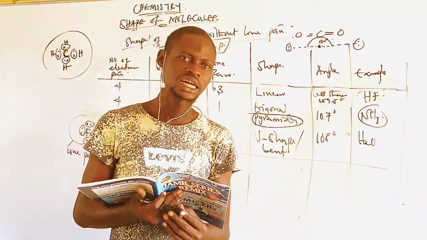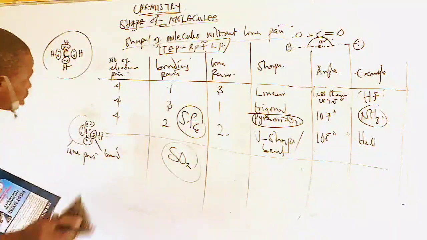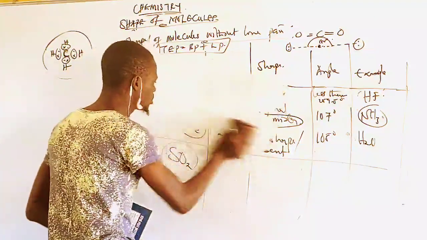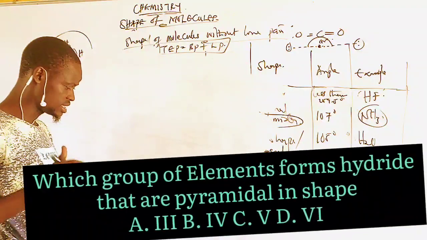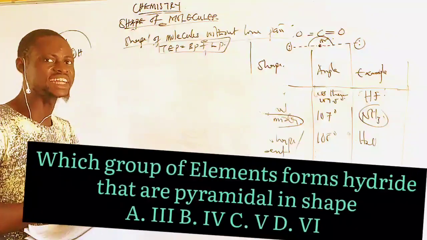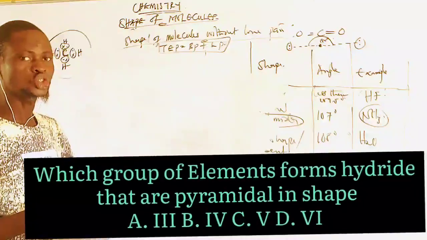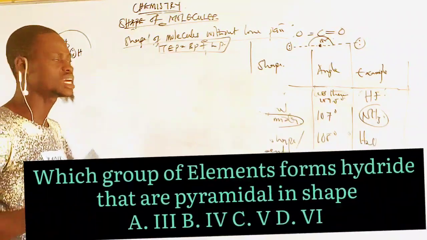Look at the question that they put here. In another way around, that's why they ask this question. I love the way they ask this question, but many people get confused about it. Let me explain it to you. The question set in a year in JAMB said: which group of elements forms hydrides that are pyramidal in structure?